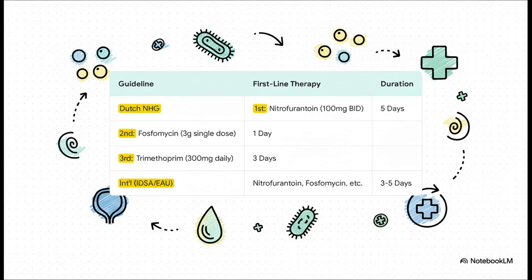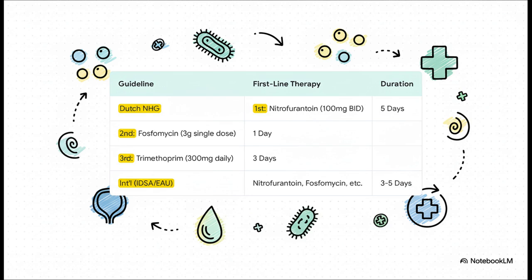You can see right away there's a fascinating split in approach. International guidelines, like those from IDSA and EAU, give clinicians a choice of first-line agents. But the Dutch NHG guideline is much more structured. It lays out a clear, tiered system.